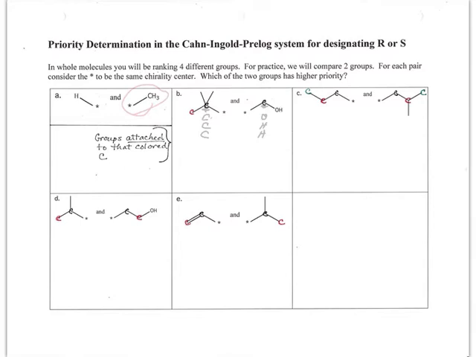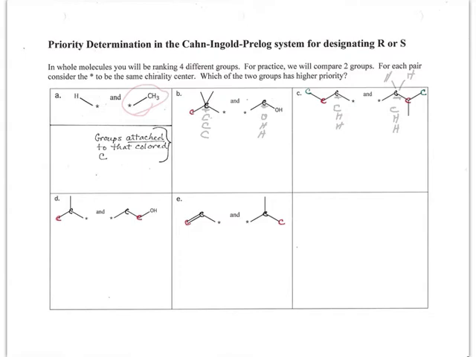Okay, on the next one, you see the same thing happens. You have a tie at the first position, right here. But then this one is what? Attached to that is a C, H, H. Attached to this is C, H, H. There are 2 H's attached to that carbon. So we're still tied. Then what we have to do is go out to the next carbon.